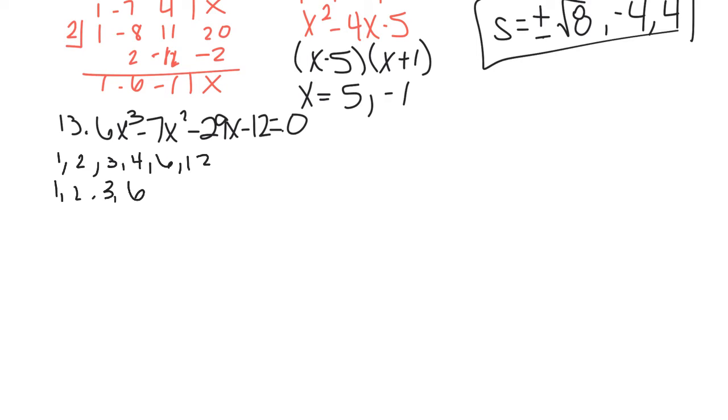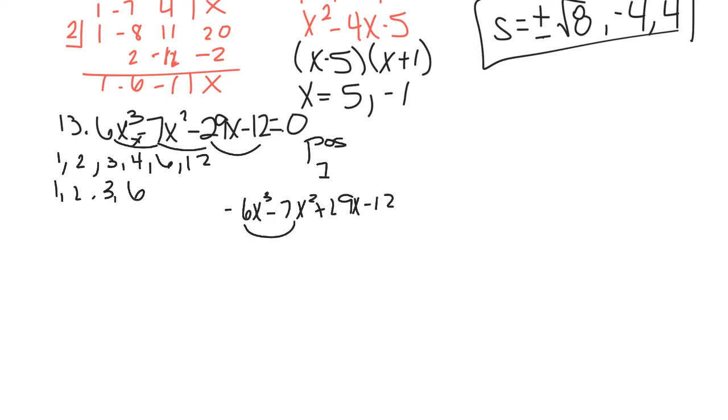Let's look for sign changes. We have 1 sign change, no sign change, no sign change. So positive would be 1. And then if I put in f of negative x, that becomes negative 6x cubed minus 7x squared plus 29x minus 12. So that's no sign change, yes a sign change, yes a sign change. So there's 2 negatives. I checked that just to see if there might be 0 negatives, and then I would not check my negatives.